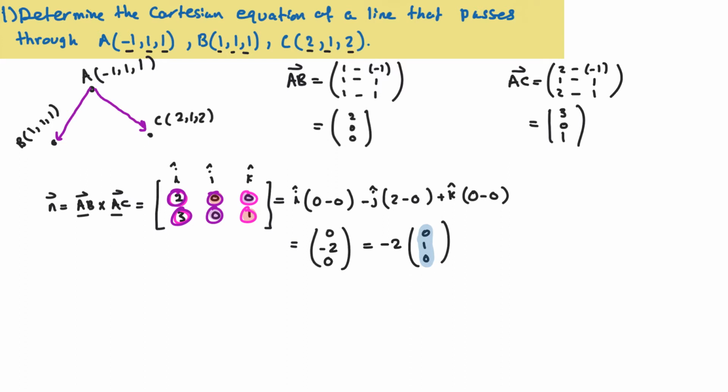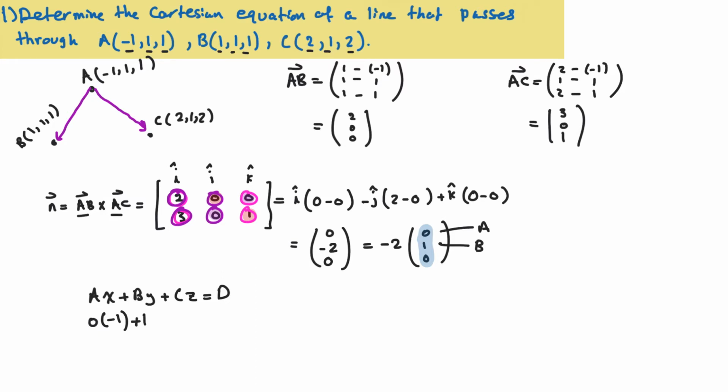Okay, so to get our Cartesian form of the equation, we know it's in the form ax plus by plus cz equals d, or minus d is equal to 0. It doesn't really matter. I'll use this one for the purpose of this question. Our a value here is 0, so we get 0. Our x value, we're going to use one of the points that are on the plane. Let's use point A. So that's going to be negative 1, plus the b value, which is here, that's 1.